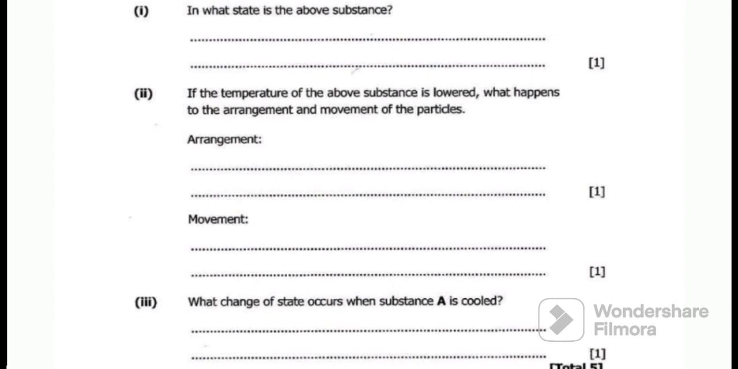Let us also talk of the movement. Okay, how will be the movement? Under movement, the particles will slow down. They will move more slowly. And if the temperature continues to fall, these particles won't even move, but they will just vibrate.